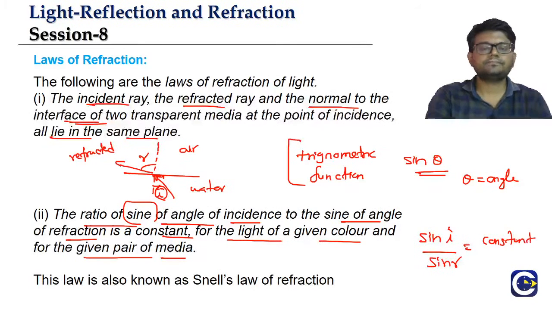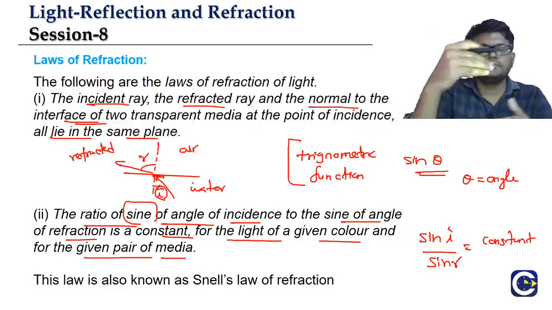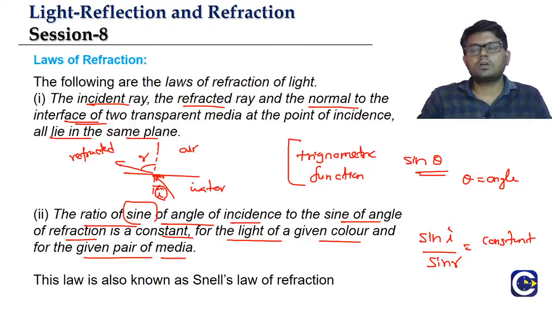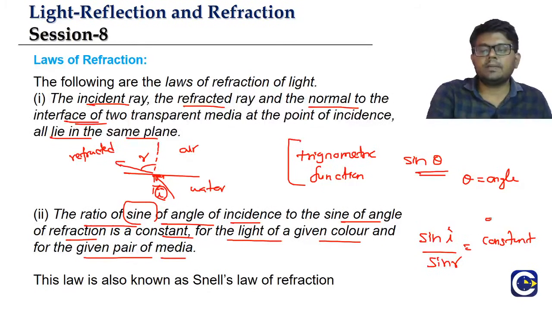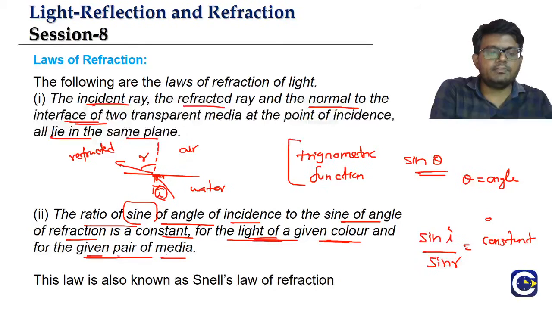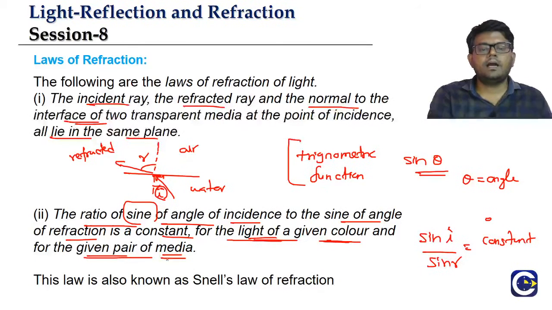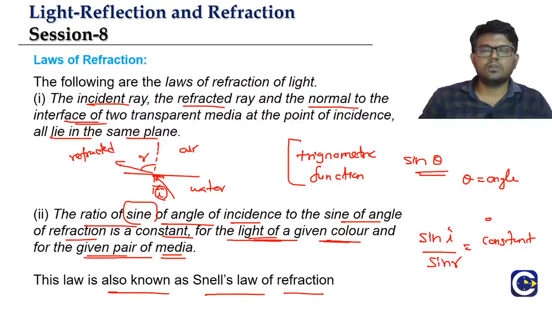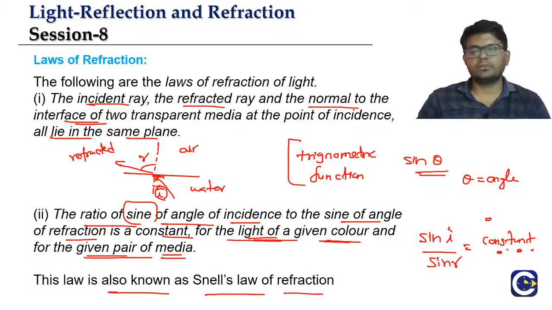For a given pair of media, if you are looking at water and air, then sine I by sine R will be equal to a constant. This constant will depend upon what factors? It will depend upon the color of the light that is used and the medium. And this law is called Snell's law of refraction. After some time, we will also learn what the value of this constant is.